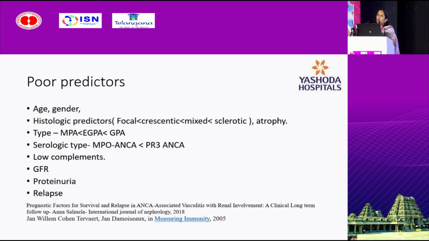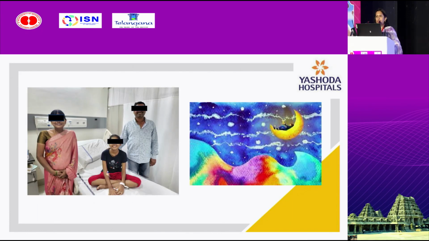Now the poor predictors are the older age and male gender. So in this case she is young, female, and all the crescents were cellular. That way she has a better prognosis, but however it is a GPA kind of presentation, granulomatosis with polyangiitis with C-ANCA, which carries bad prognosis, low complements, and proteinuria. And with every relapse there will be decline in renal function, so time will only tell how well she will progress. For now she has improved with the corticosteroid treatment, and she is doing well.